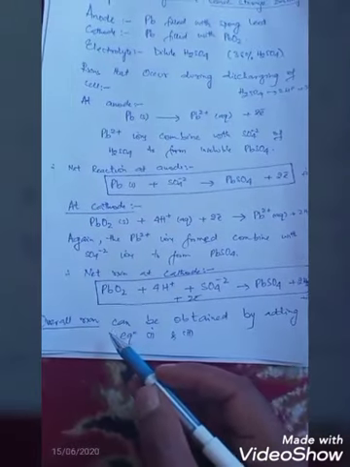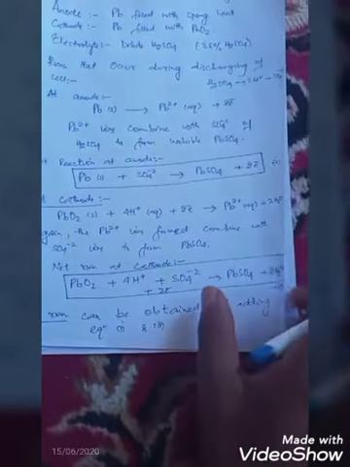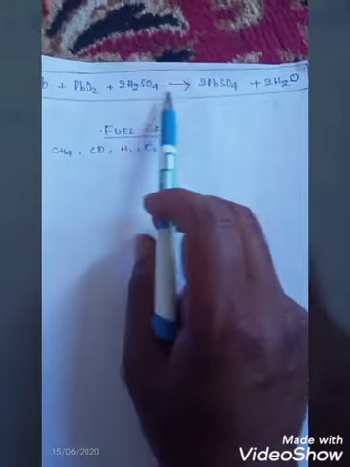So then the net reaction can be written by adding the two reactions, that's reaction 1 and reaction 2. If we add the two reactions, we get the net reaction as lead plus lead dioxide plus 2 water gives lead sulfate plus 2 water, okay?